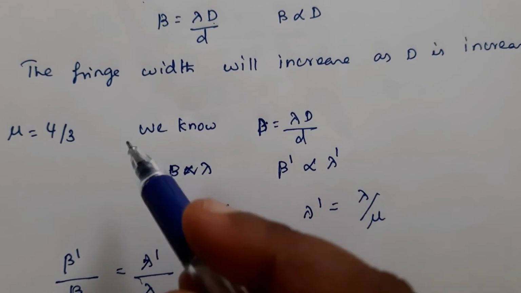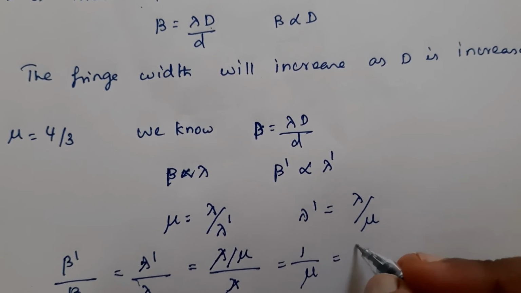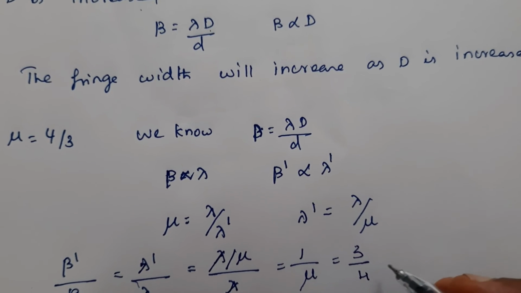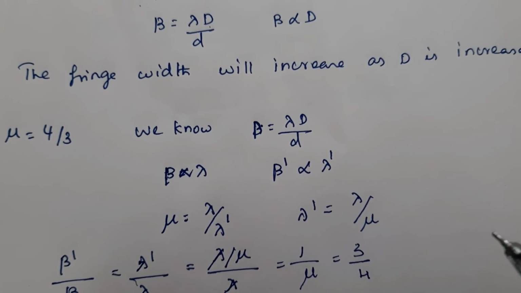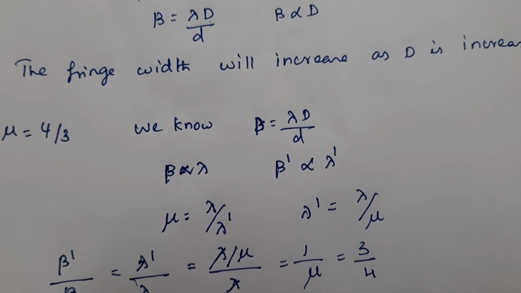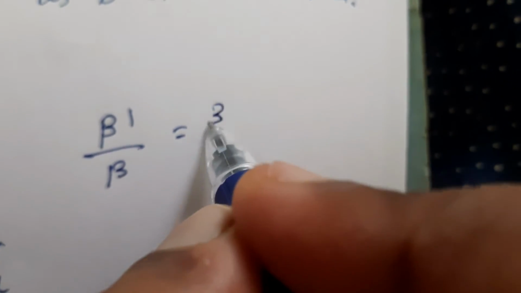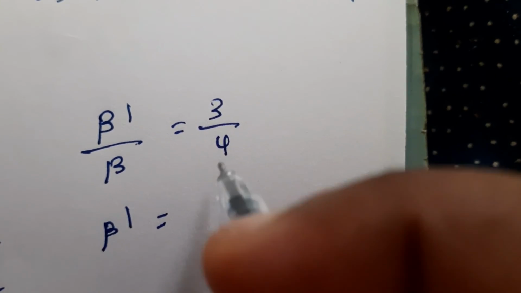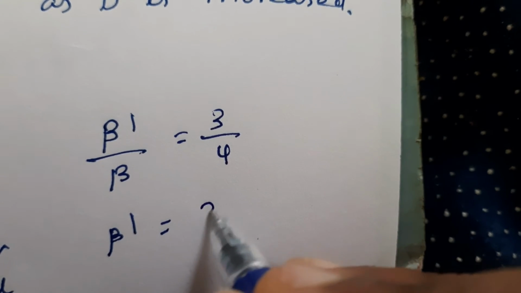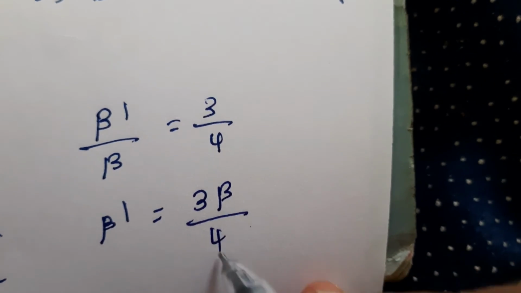So what is the value of mu? Mu is 4 by 3. So 1 by mu is 3 by 4. Beta dash by beta is equal to 3 by 4. So what is beta dash? Beta dash is equal to 3 beta by 4.